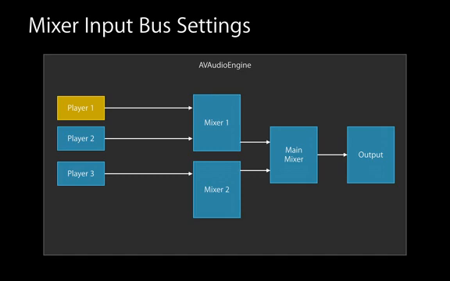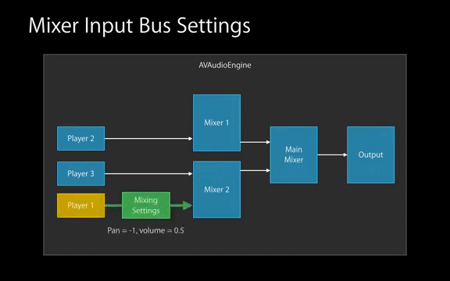So in the form of a diagram, let's say that I have player 1 connected to mixer 1. And I go ahead and set player 1's .pan to -1, hard pan it to the left, and player 1's volume to 0.5. So these mixing settings are now associated with player 1. And because player 1's connected to mixer 1, they also get applied on the mixer. If I were to disconnect player 1 and connect it to mixer 2, these mixing settings travel along with player 1 and get applied to mixer 2. So in this sense, we've been able to carry settings that belong to the input bus of a mixer along with the source node itself.